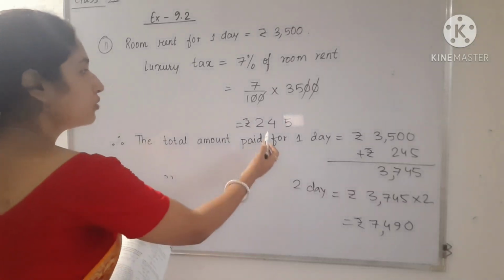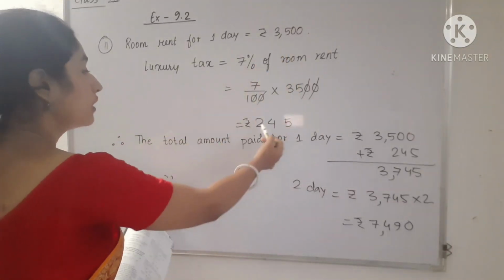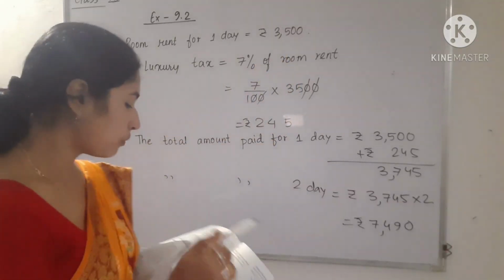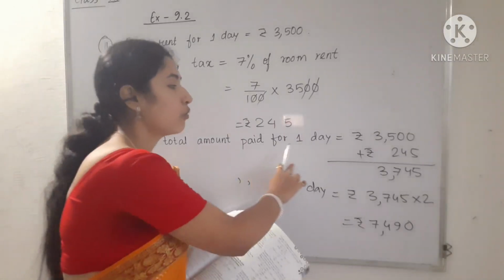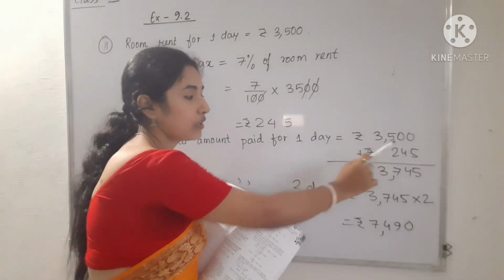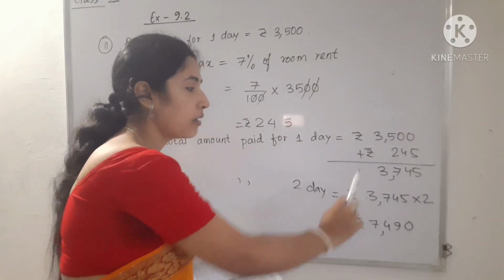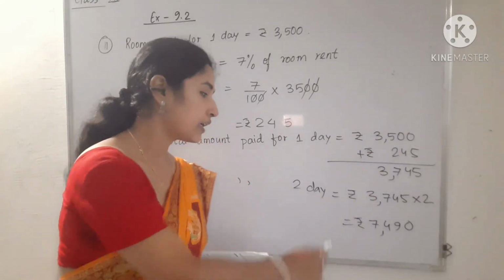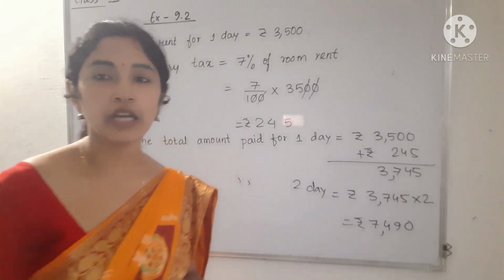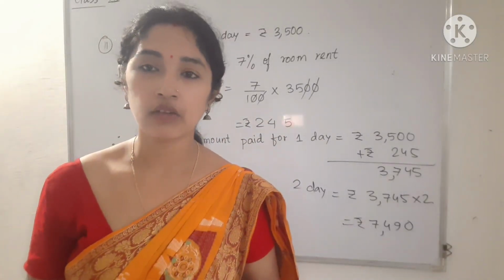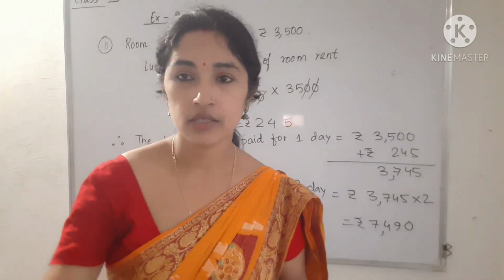So now this amount is added to the room rent. That will be the total amount paid by Mr. Grover for 1 day. That will be what? 3,500 plus 245. Okay, this is for 1 day. So for 2 days it will be multiplied with 2. So we will get rupees 7490. That will be the total amount of the money that will be paid for 2 days.